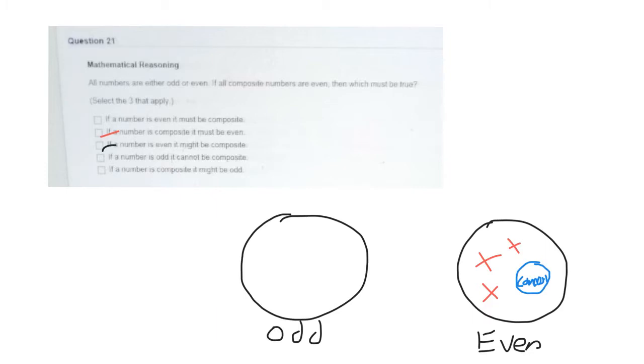I hope you guys understand my blathering. Okay, if a number is odd, it cannot be composite. Well, if a number is odd, it's over here. Is it the case that it cannot ever be composite, therefore? Absolutely. This bubble is not even close to this bubble, so it doesn't overlap with this bubble. So that's the answer. I don't even need to read this one because there are 3 that apply.